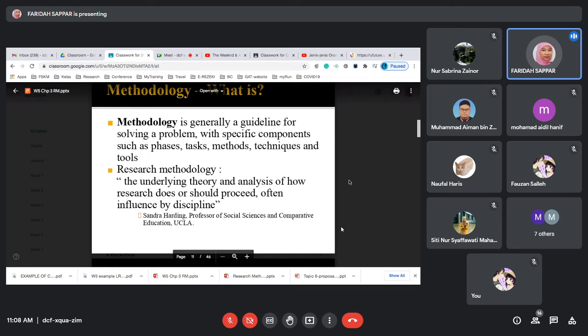Basically kita pecah-pecahkan lah untuk be easy for us to understand apa yang kita nak buat. Dia kata kat sini, research methodology is the underlying theory and analysis of how research is done or proceeds. Okay, so dia often dipengaruhi oleh disiplin.